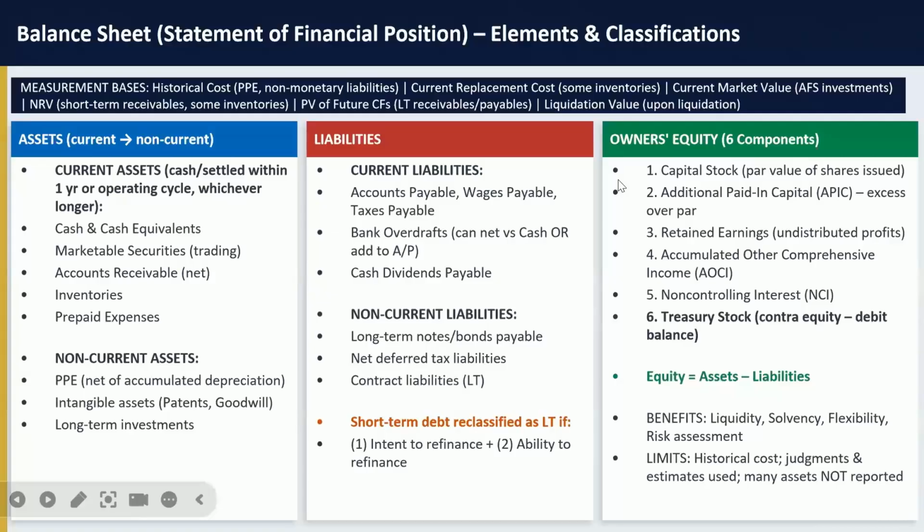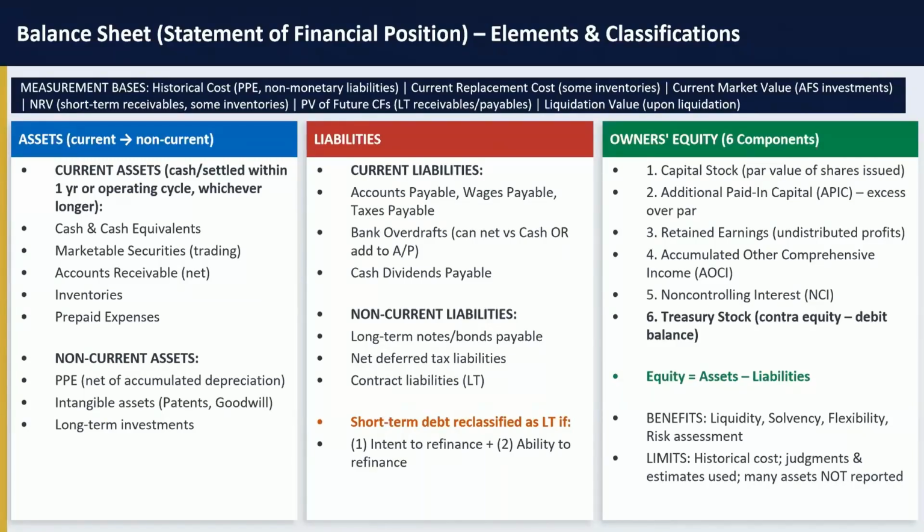Next up, we have owner's equity. In owner's equity, there are 6 items that we need to consider. Capital stock, additional paid in capital, retained earnings, AOCI, accumulated other comprehensive income, non-controlling interest, and also your treasury stock. Okay. So treasury stock is neither an asset nor a liability nor equity. It is none of the three. It is just a contra equity account. That means its intention is to reduce your equity balance.